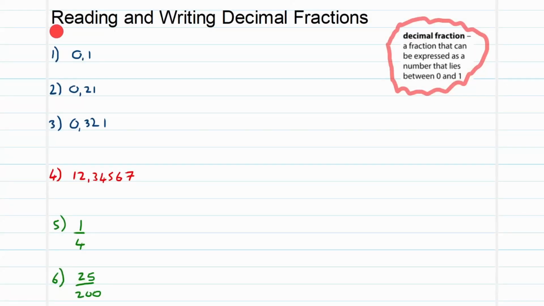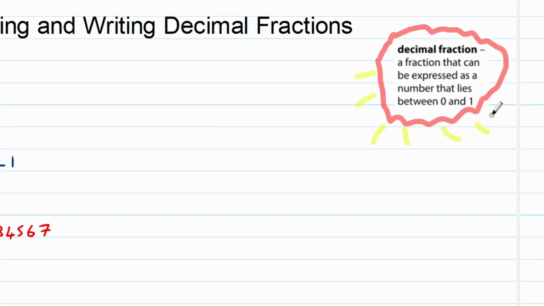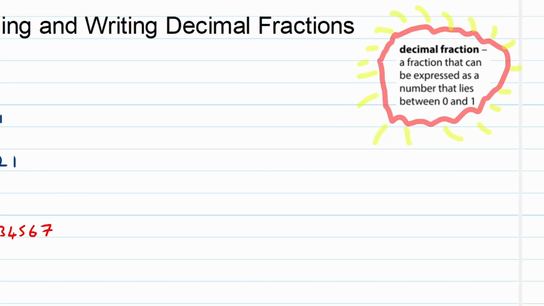Let's look at decimal fractions. Today we are looking specifically at reading and writing decimal fractions. Remember, we have worked with fractions before, but these were common fractions that look like this and this, but we'll touch on those again. First of all, what is a decimal fraction? A decimal fraction is a fraction that can be expressed as a number that lies between 0 and 1. Very important. So that's what we are going to look at now.